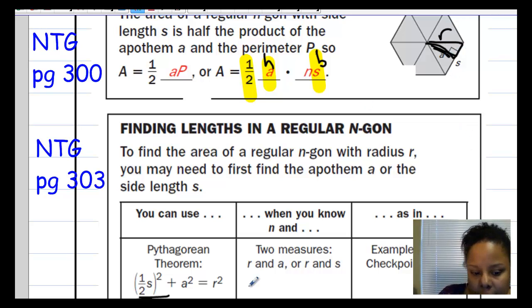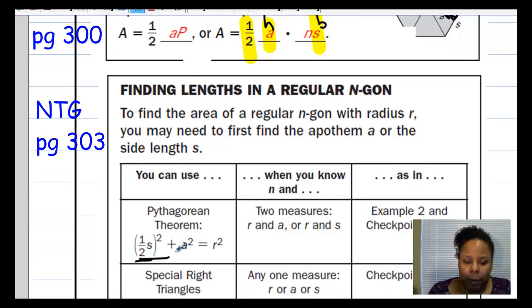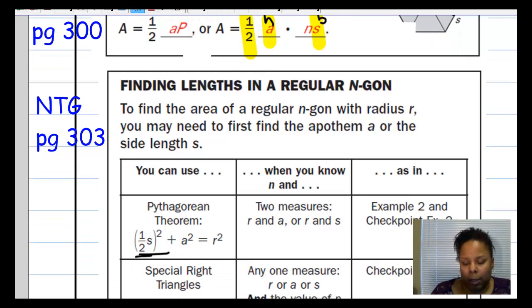So to figure out the radius, we can use the Pythagorean theorem if we know 2 of the sides. And then we have other methods that we're going to work on in class today, and next class, and basically this week. So that's about it.